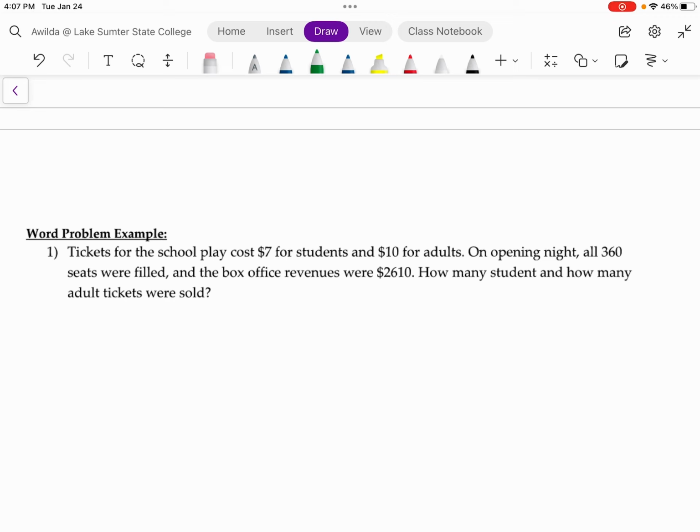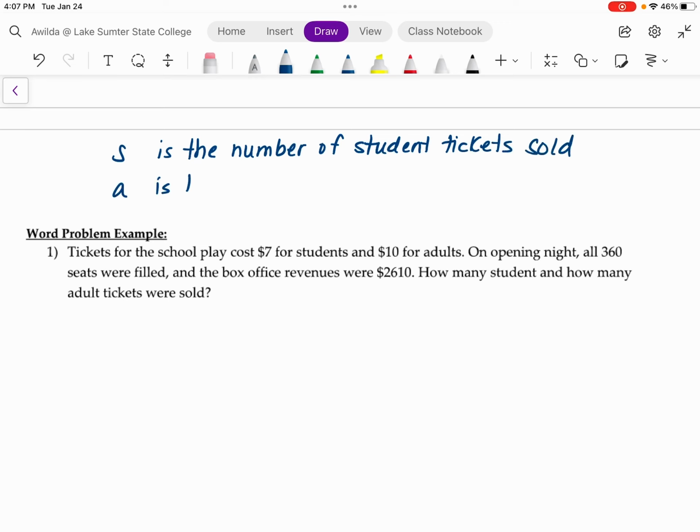So we're going to use a couple of different variables here. You can choose any letters you want to use. I'm going to use S for student and A for adults. So I'm going to say that S represents the number of student tickets sold, and A is the number of adult tickets sold.